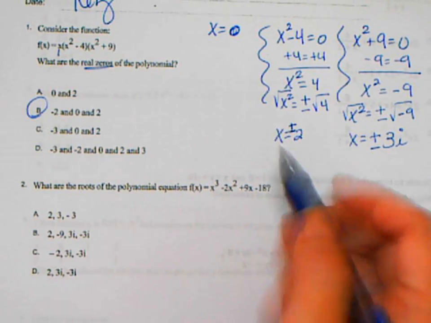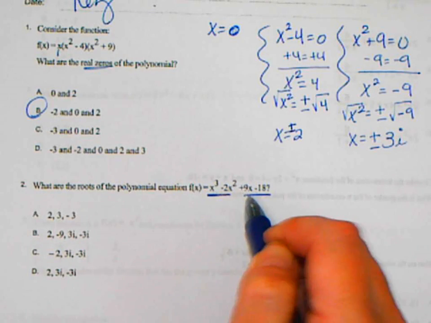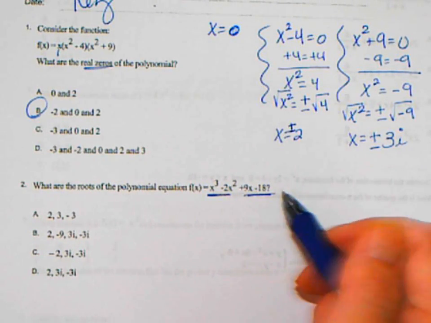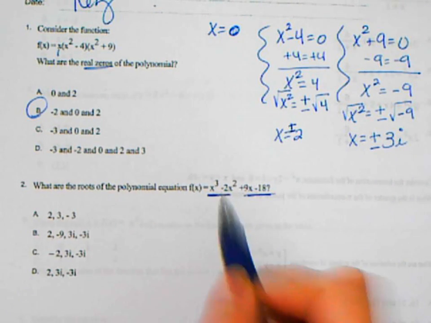Factor by grouping means I'm going to group my first two terms together, and I'm going to group my second two terms together. And I'm going to take out a GCF of each group. So what's the greatest common factor of my first group?